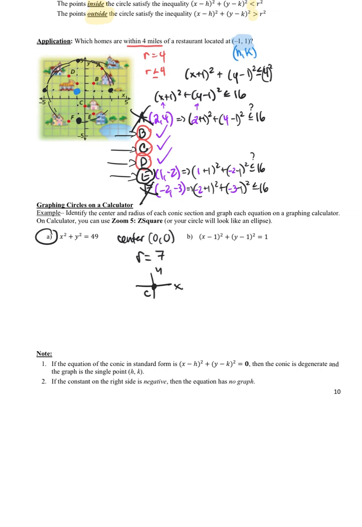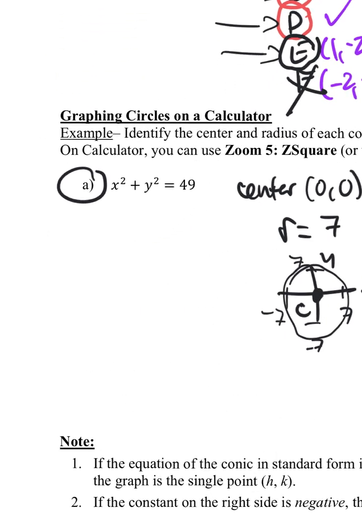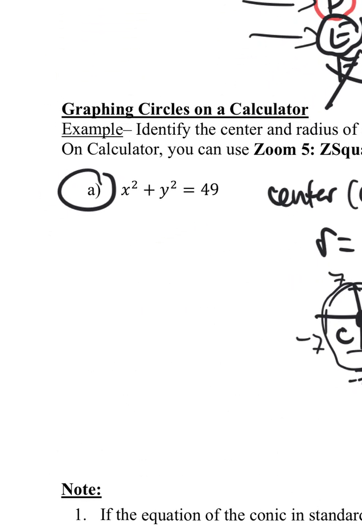So I could technically sketch this by hand, right? The center is at (0, 0). I go 7 to the right, 7 up, 7 to the left, 7 down. And I know what my little circle should look like, right? But I want to be able to graph this on the calculator. So how would we go about solving for y? What would we have to do first?